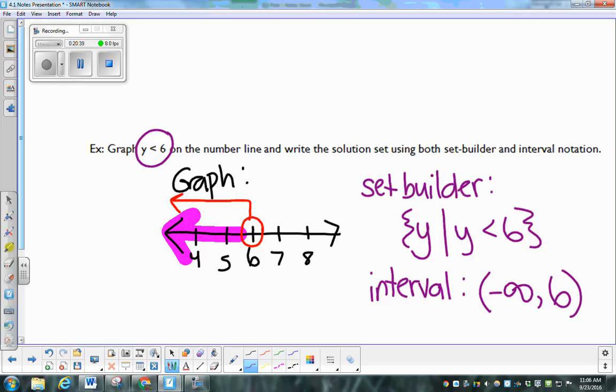So I know that was a lot of notation. So now we're actually going to start some solving of inequalities here.